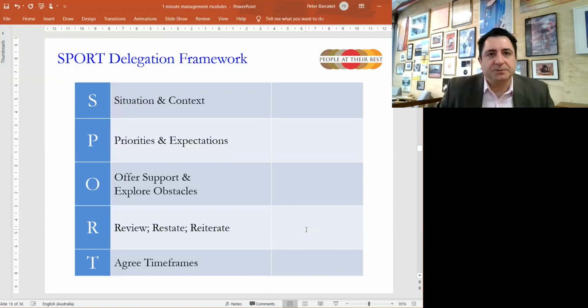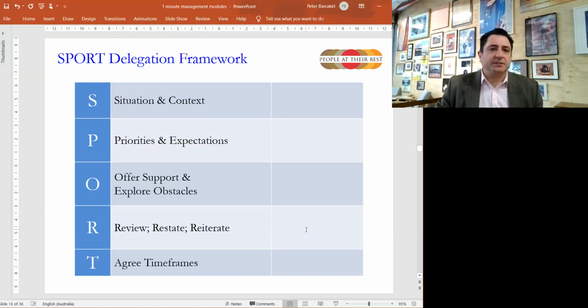The O is about obstacles. What could go wrong? Have a discussion on all the things that might prevent them from meeting that performance expectation that you just set. The R is for review, restate, reiterate. Most people, when they delegate a piece of work, will then say, does that make sense? Or do you understand that? And most of the times the person will say yes. Instead, try this. Ask them, what is the first thing that you're going to do to get this work done? What's the second thing that you're going to do? Tell me exactly what you're going to do. That's how you identify whether they understand exactly what they do.